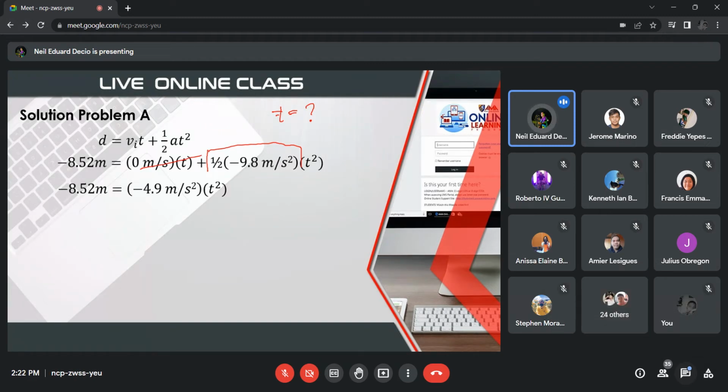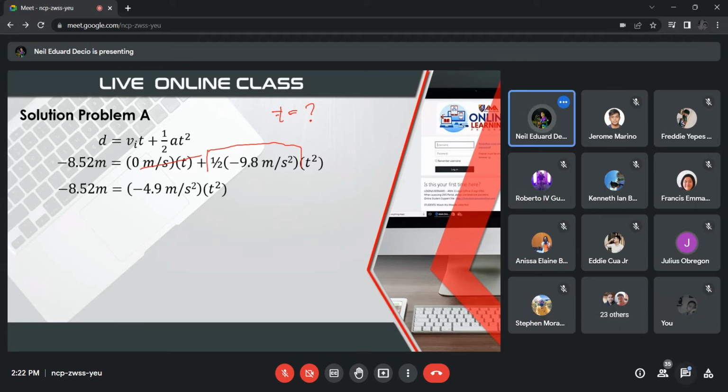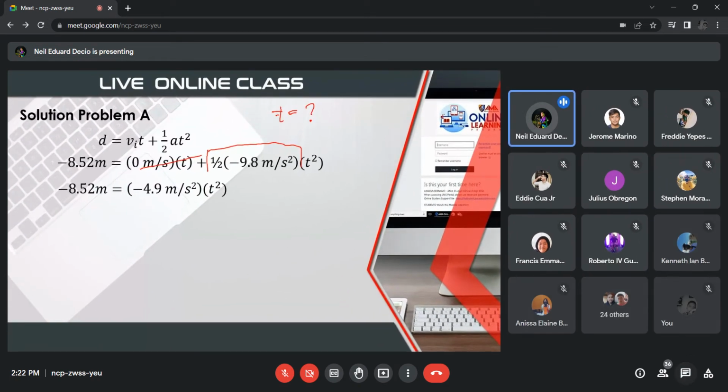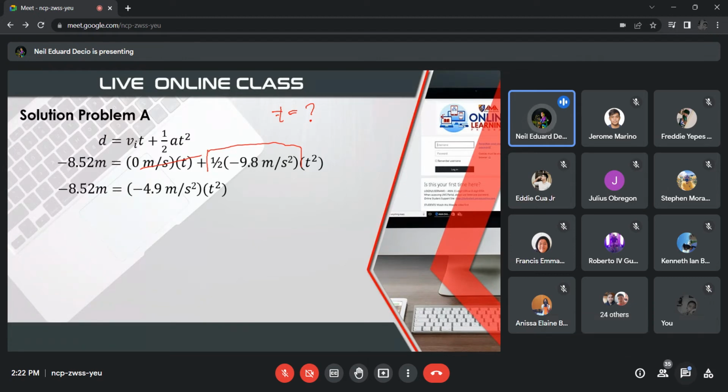How about the others? According to Miss Baricante, my audio is cutting out. Is it still cutting out? It's still cutting out, sir. Okay, maybe it's the signal, sir. Yes, because it's raining again, right? In fact, earlier there was a brownout. It ran out of power at the school, that is why the internet is like that. But then, it's okay, there is a generator. It's okay. I'll be posting this on Google Classroom so you also have the slides for you to study.